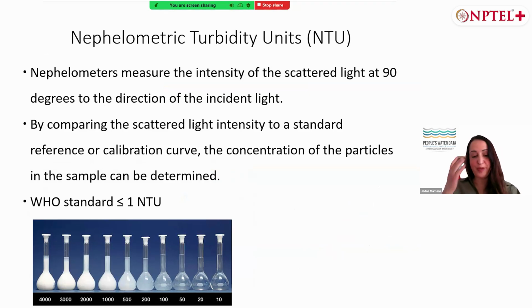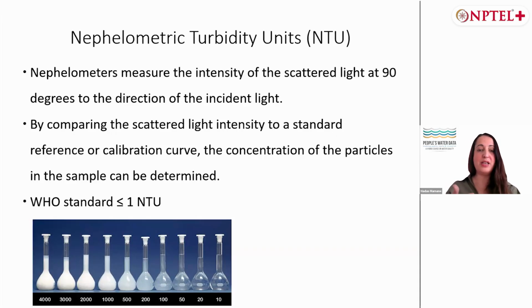Turbidity is measured by NTU units, which is nephelometric turbidity units. And nephelometers measure the intensity of the scattered light at 90 degrees to the direction of incident light. So by comparing the scattered light intensity to a standard or reference or calibration curve, we can determine the concentration of the particles. The WHO, which is the World Health Organization, standard is smaller than 1 NTU. Therefore, water that is drinkable is supposed to have smaller than 1 NTU of particles.